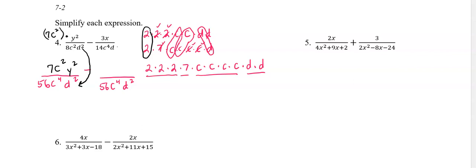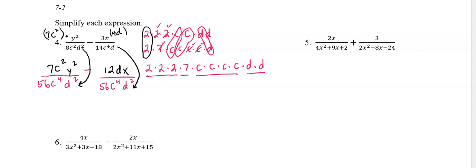Okay, do the same thing here. Divide. 14 goes into 56 4 times. C to the 4th and C to the 4th would cancel. That makes 1. And D goes into D squared, D to the 1st times. So now that I've got that result, I multiply that times 3x, and that gives me 12dx.